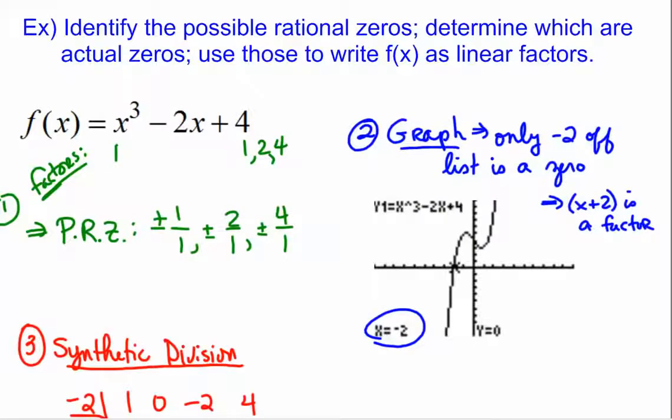Let's take a look at an example. f of x equals x to the third minus 2x plus 4. So factors of the last: 1, 2, and 4. Short list. Factors of the first, even shorter, just 1, because that's the coefficient. That's the only thing that divides into it. So last over first: 1 over 1, 2 over 1, and 4 over 1. Again, remember, they always have to have the plus or minuses with them.